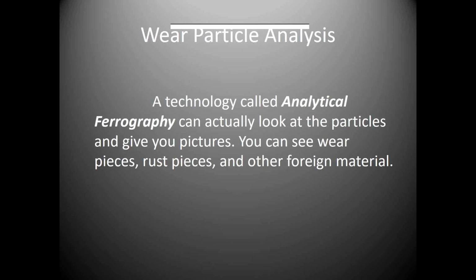This technology is called analytical ferrography. So we can actually see a picture of what the particles are. You can see wear pieces, rust pieces, other foreign material. If we look at some slides here from analytical ferrography, the top 2 slides are metal particles that have been lined up based on size. So we can see some wear metal particles on the top 2 slides. On the bottom slide, in the lower left-hand corner, those are some 20 micron, 40 micron particles. Still too small to see with the human eye.